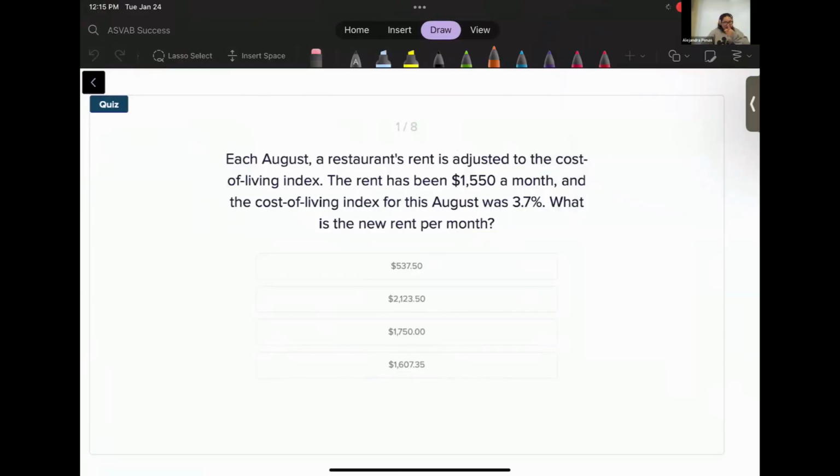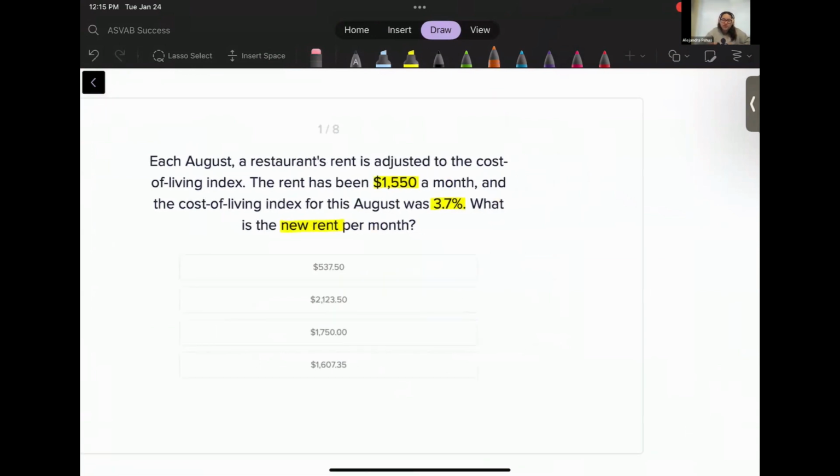Yes, we have a percent question. Very good. So what we do have is a percent situation where we have the original rent, and then the rent is being increased by 3.7%, and we're looking for the new rent. Because we're working with a percent question, we are going to use the part over whole equals percent over 100. So the whole is going to be the original rent of 1,550.